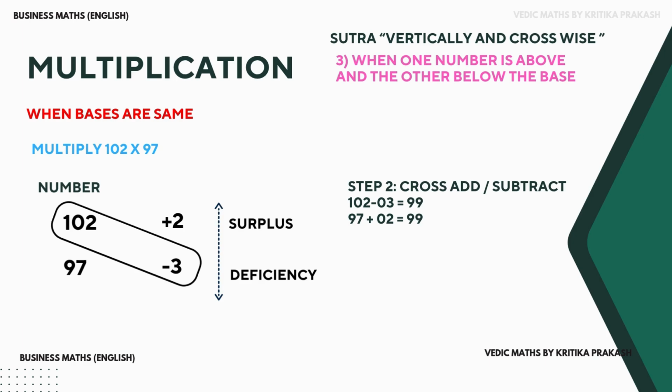Taking this towards step 2, we need to now cross add or subtract. So from 102 we would be subtracting minus 3, and from 97 we would be adding the surplus value. So 102 minus 3 is 99, and 97 plus 2 is 99.